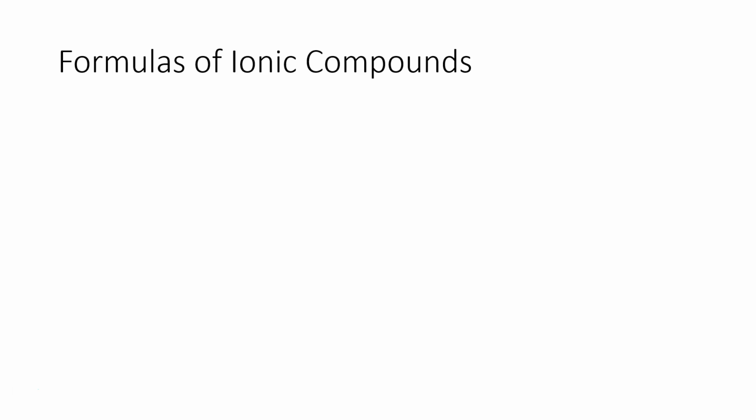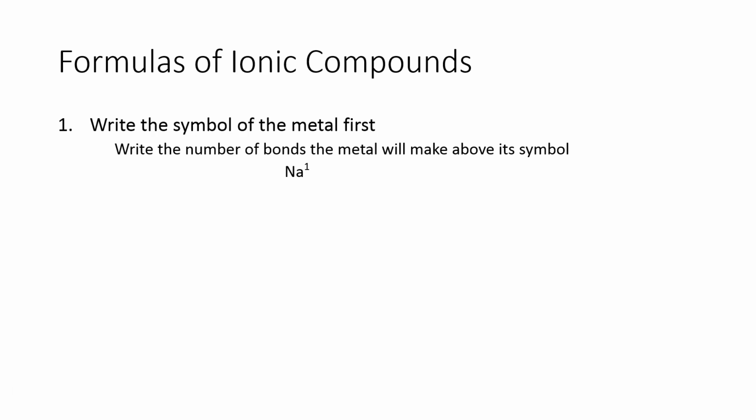Formulas of ionic compounds are trickier, but there are some rules that we can follow here too, some steps that we can just learn. First is to write the symbol of the metal, with also the number of bonds the metal will want to make above its symbol. So if we were beginning to write the formula of a compound containing sodium, we would write Na for sodium, and then up high, sort of above the line, we would write the number 1 because sodium will want to make one bond.